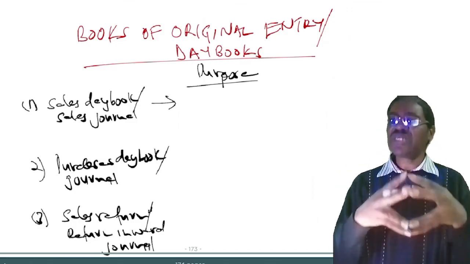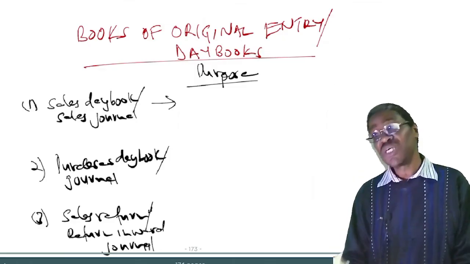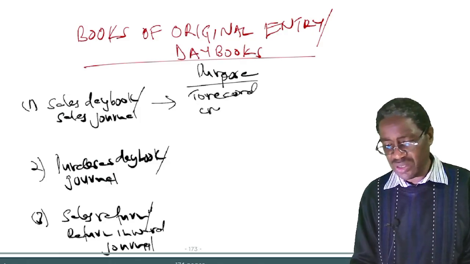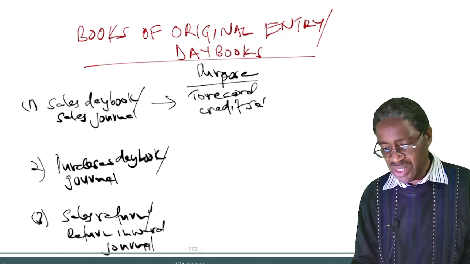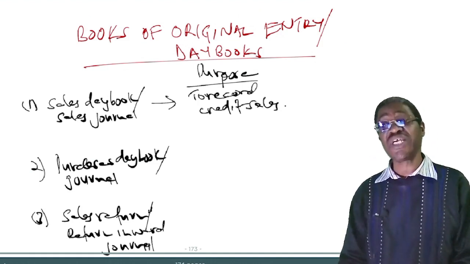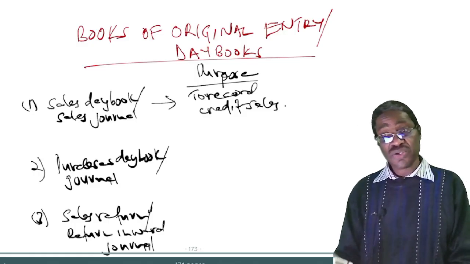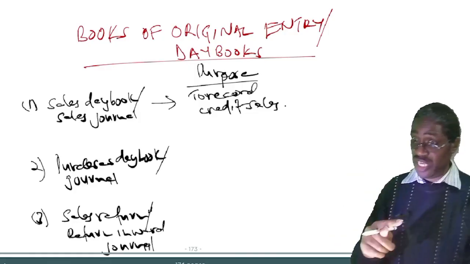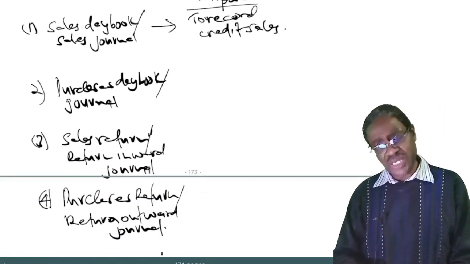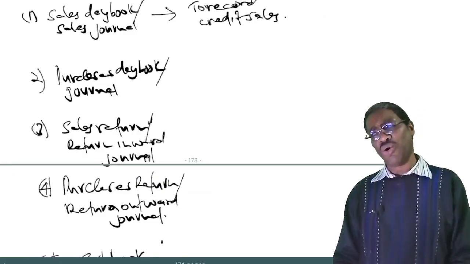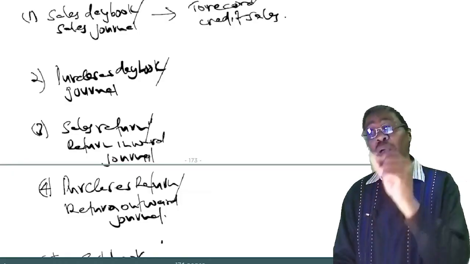in a sales daybook. So we use the sales daybook to record what? To record credit sales. That is the purpose of that book. To record all credit sales. So anytime you sell goods on credit, first record it in the sales daybook. Good. Purchases daybook. Again, we use it to record any credit purchases.